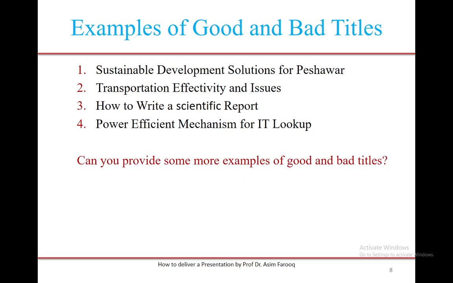Good examples, in my view, would be: sustainable development solution for Peshawar transportation effectivity and issues, how to write a scientific report, power efficient mechanism for IT lookup, etc. This is also your home task: maybe you can also provide some good and bad examples as well. Bad ones we have too many, but you can try for the good examples.